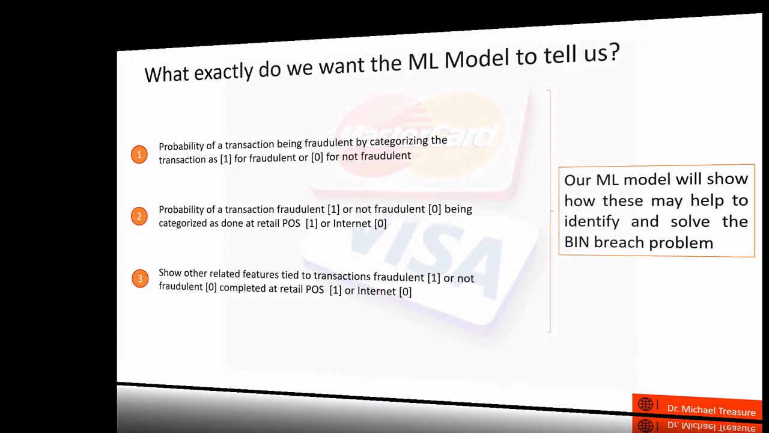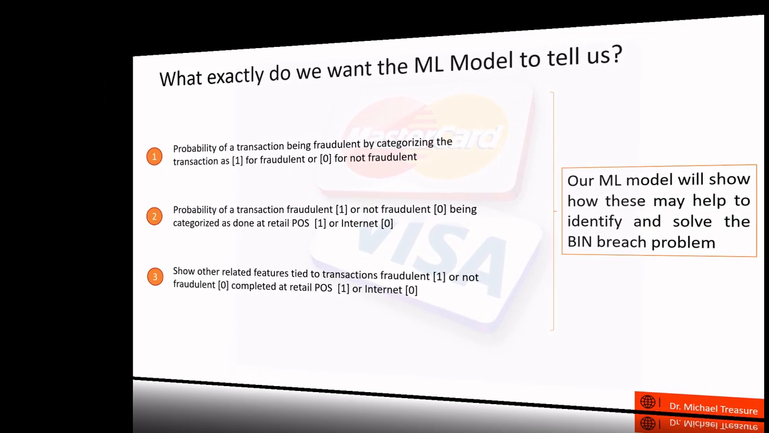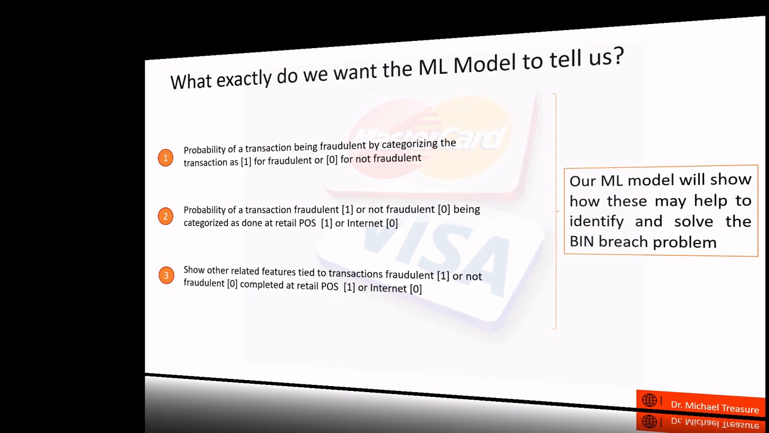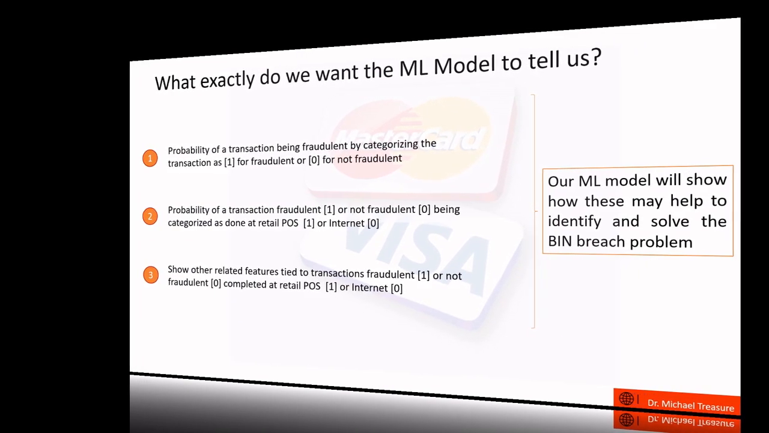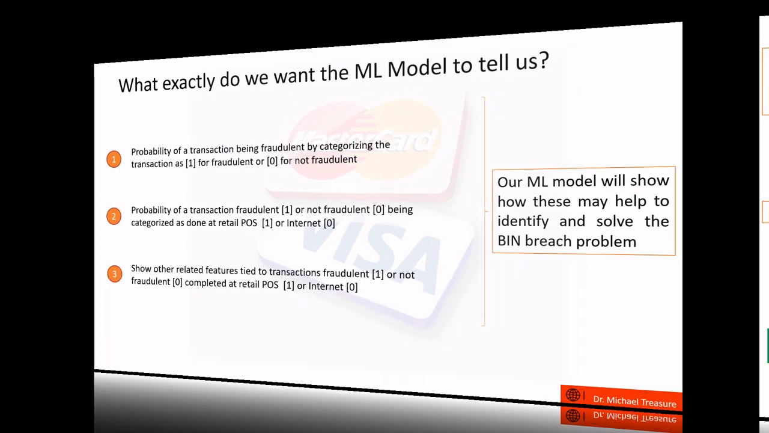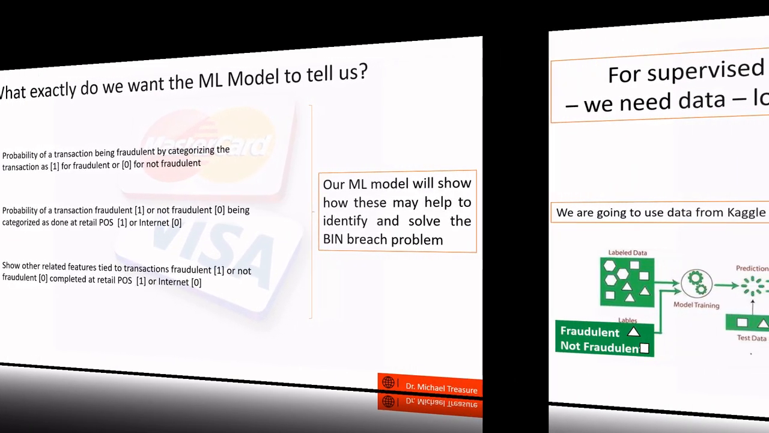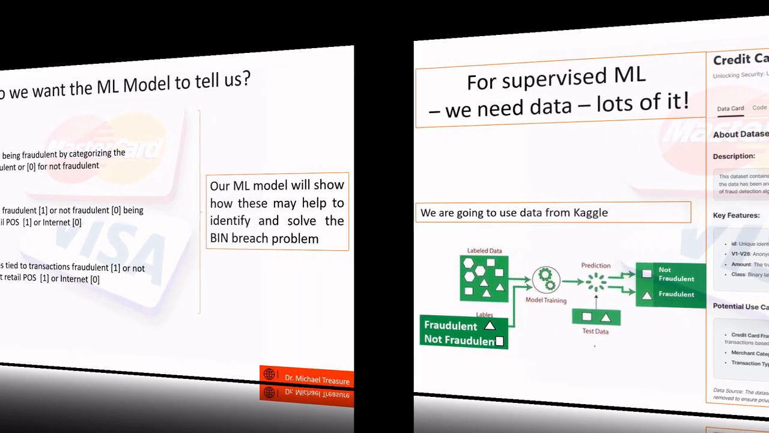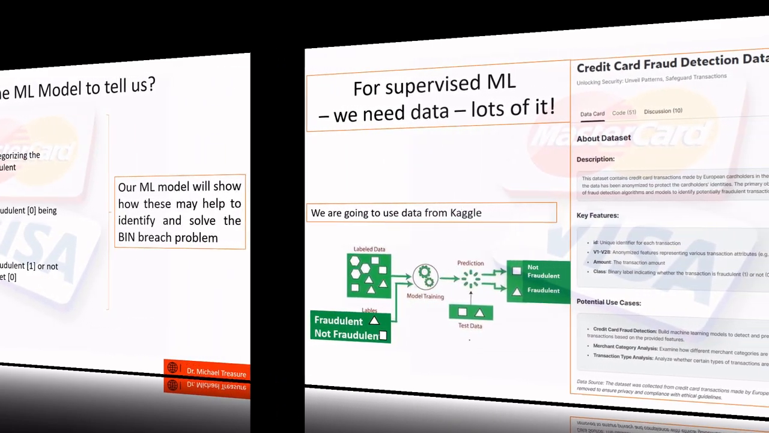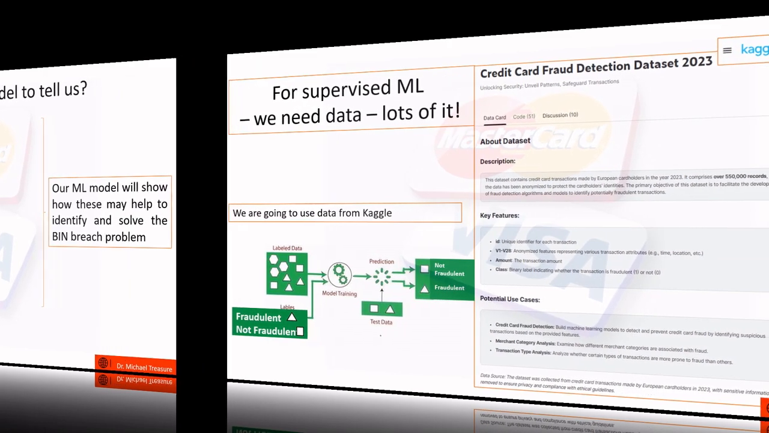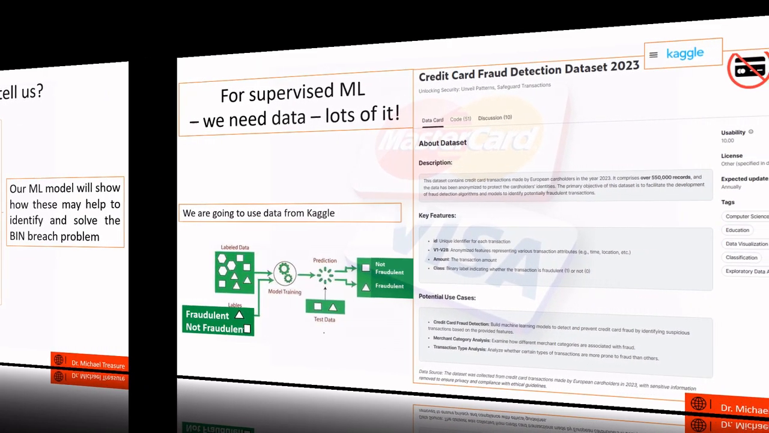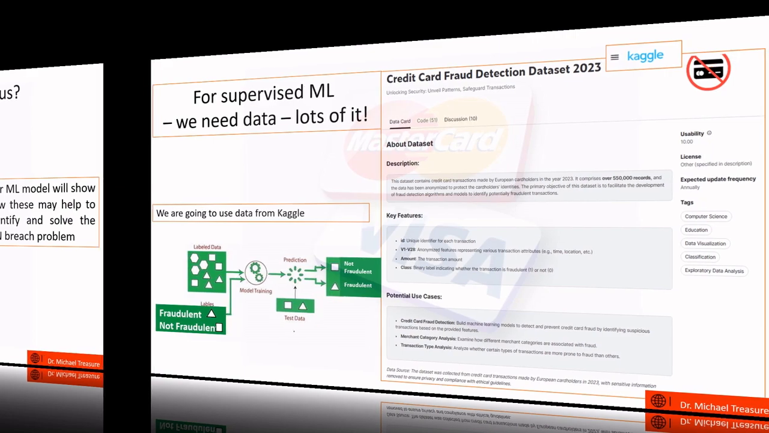For our machine learning model, we need data, lots of it. Therefore, we're going to use a data set from Kaggle. Kaggle is owned by Google. It is an open community and has over 15 million machine learners sharing, stress testing, and staying up to date with the latest machine learning techniques and technologies.